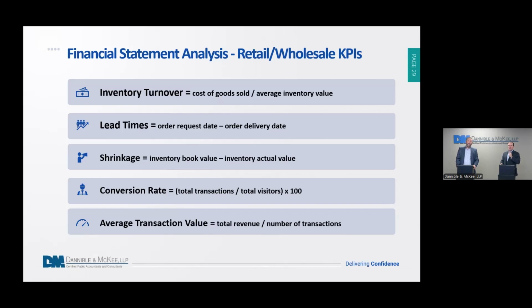The next one here is the conversion rate. This is really that marketing one that I already discussed: your total transactions versus your total visitors. It could be based on a retail store. It could be based on your website, either way. And then average transaction value, which is your total revenue divided by your number of transactions. So that's for retail, wholesale.